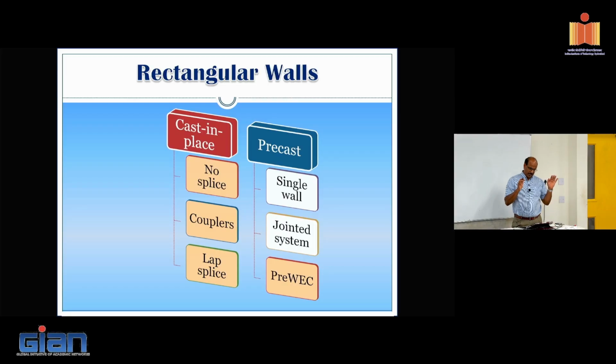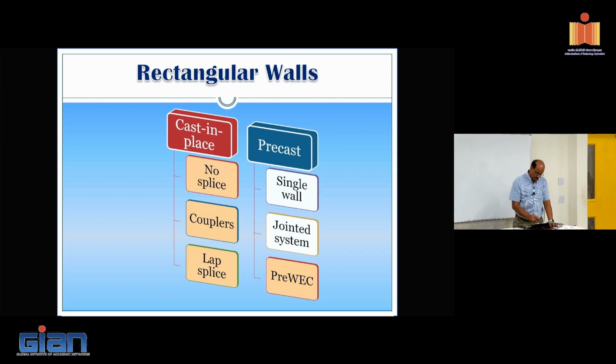So we've actually studied from a wall point of view, cast in place with no splice within the cast in place versus couplers and lap splices, so that we can see the differences. So even cast in place does the same thing.